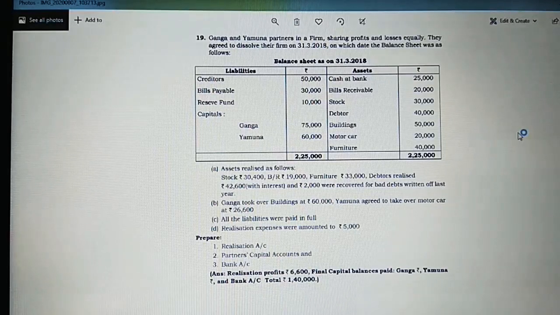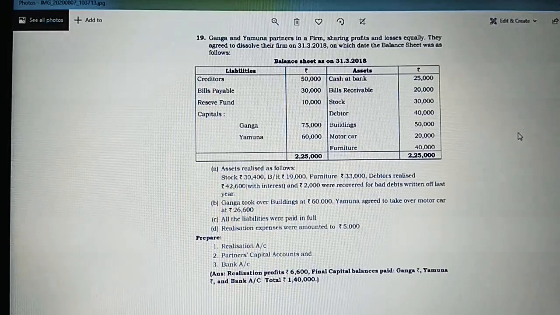Ganga and Yamuna are partners in a firm sharing profit and losses equally. They agreed to dissolve the firm as on 31st March 2018, and the balance sheet was as follows. Assets are given, liabilities are given. I have not put a tick mark in this because we are going to do it simultaneously, so it's better that you will understand what items to be taken and what items not to be taken. Then assets are realized under the adjustment as follows, and something related to debtors with interest is given and bad debts recovered is given. Let us just observe how actually this is going to be taken up by us.